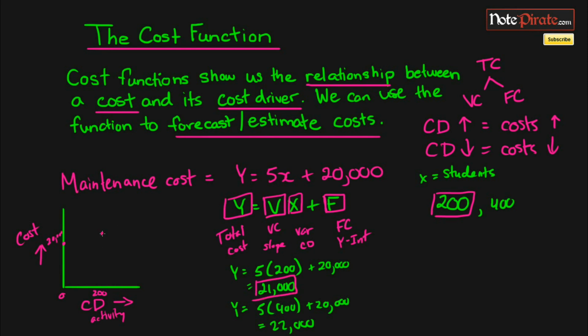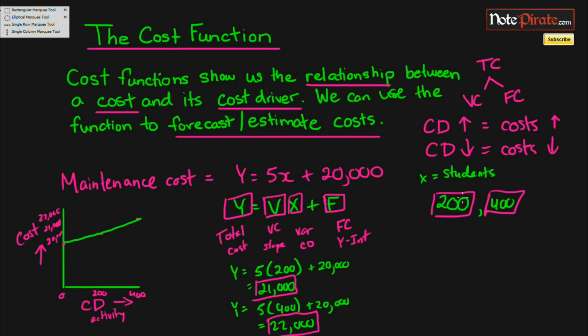It would be a small change, and our line would start trending upwards, and then at a cost driver activity of 400, it would be 22,000 as you see there. Then we would draw our final point, and we could draw a trend line to show that there is a positive relationship between cost and cost drivers. So as the cost driver, or the number of students, increases, cost will also increase. So that's how we would use a cost driver to project costs.